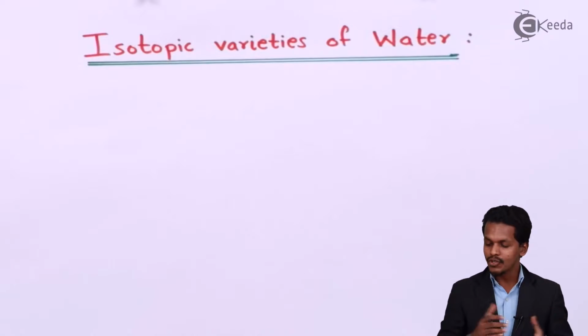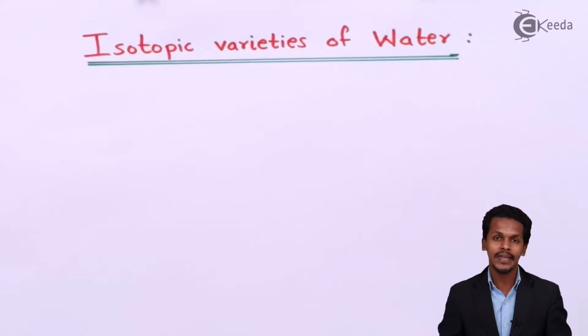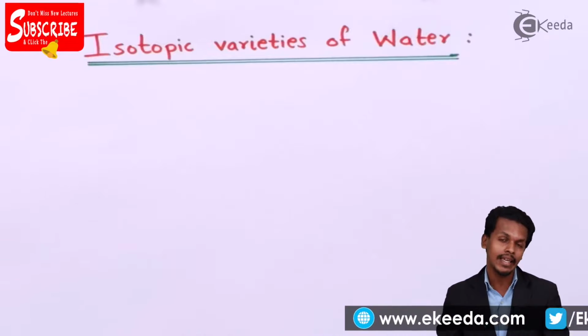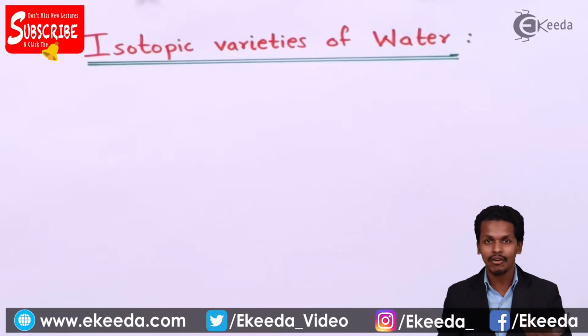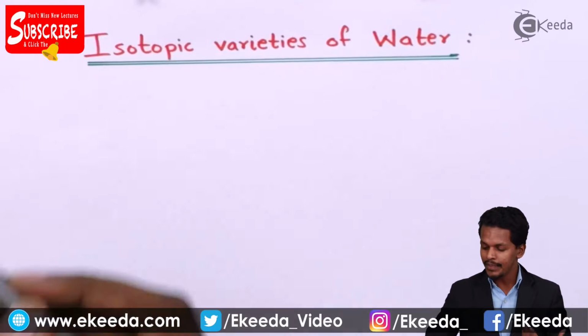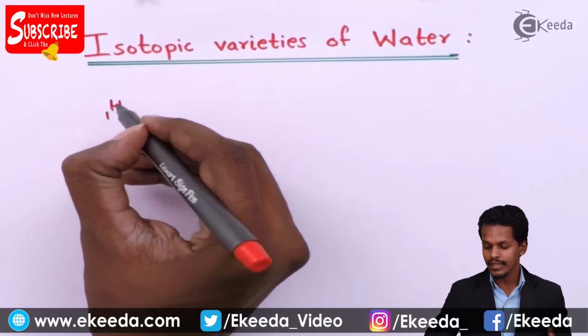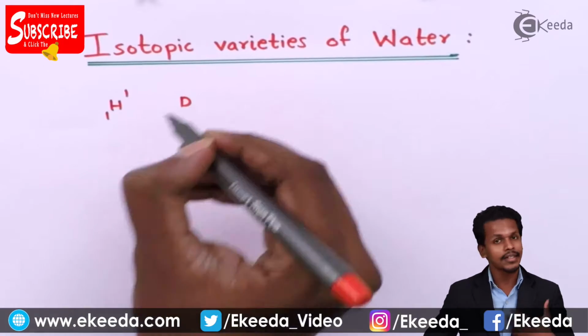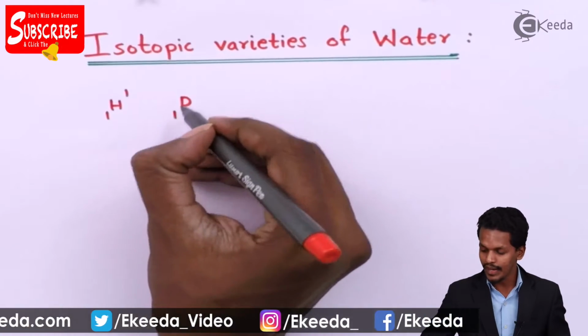So now, talking about the isotopic varieties of water, we know that hydrogen exhibits three isotopes, and those are protium, deuterium, and tritium. Similarly, we could also give the information for oxygen.